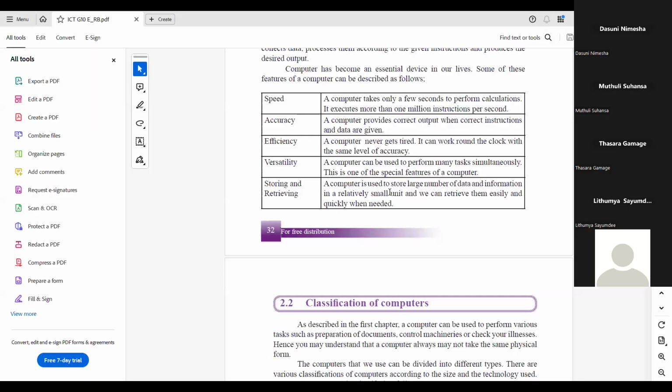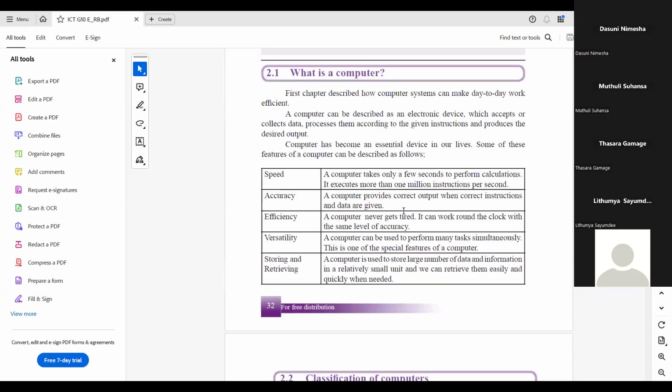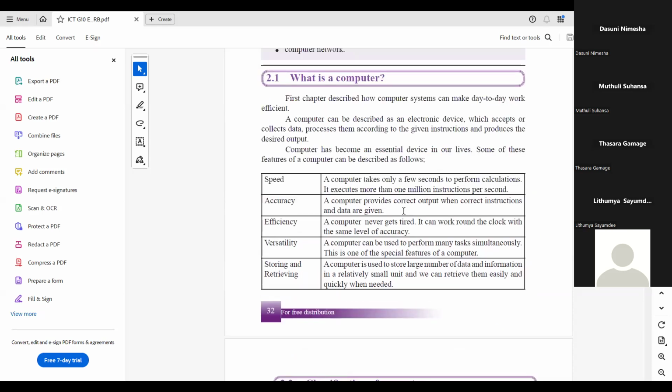The computer is used to store a large amount of data and information in a relatively small unit, and we can retrieve them easily and quickly when needed, right? So we need to provide the location, right? So before we go to the next thing, let me share the screen.